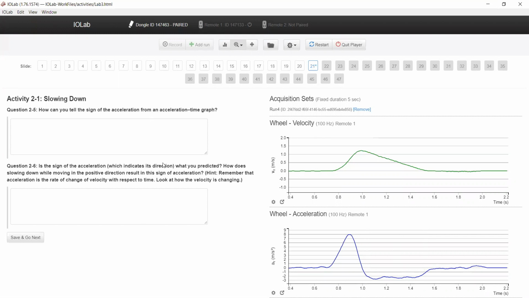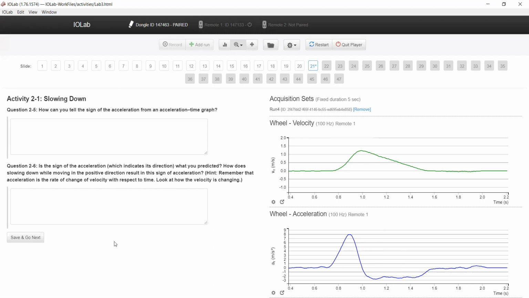Is the sign of the acceleration which indicates the direction? Okay, sign, what you predicted. How does slowing down while moving in the positive direction result in the sign of the acceleration? Remember that acceleration is the rate of change of velocity with respect to time. Look at how the velocity is changing. So slowing down in the positive direction results in a negative sign. You can go ahead, make your analysis, answer the questions, and click on save and go next.